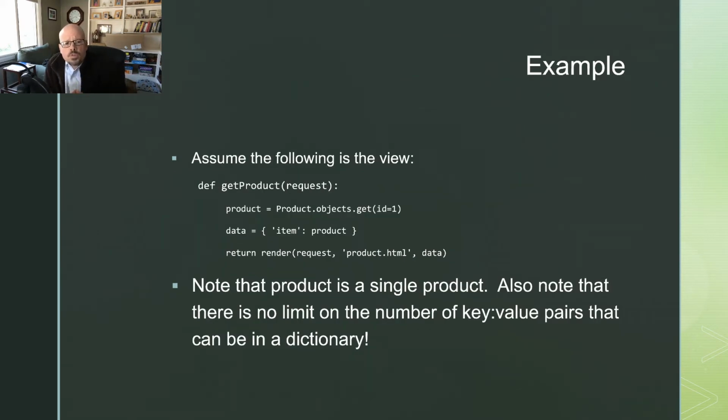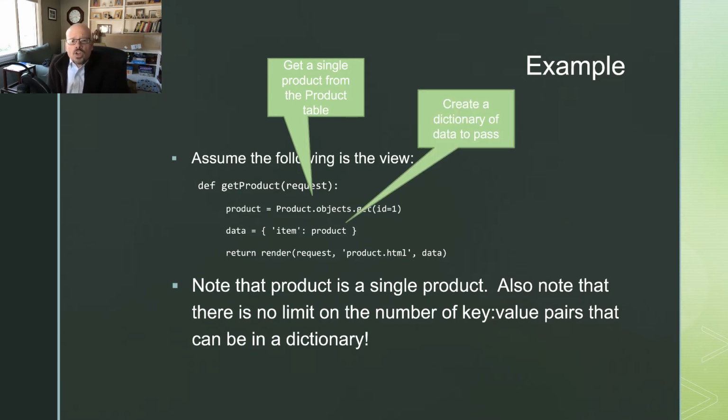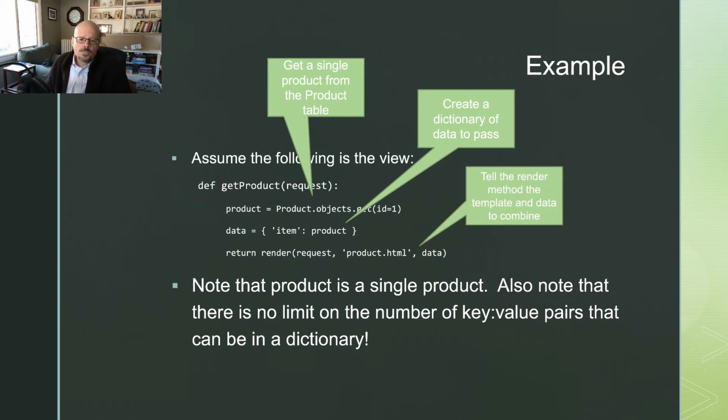So here's an example. Suppose we have this thing called getProduct. And in the first line of the method here, we're going to go out to the product table and we're going to get a product object, the product object that has an ID of 1. So we're going to get a single product from the product table. In the next line, we're going to load up a dictionary. And you'll notice the curly braces. That is Python syntax to create a dictionary. You may remember that from 225. And in every dictionary, you have two parts. Okay, you have a key and you have a value.